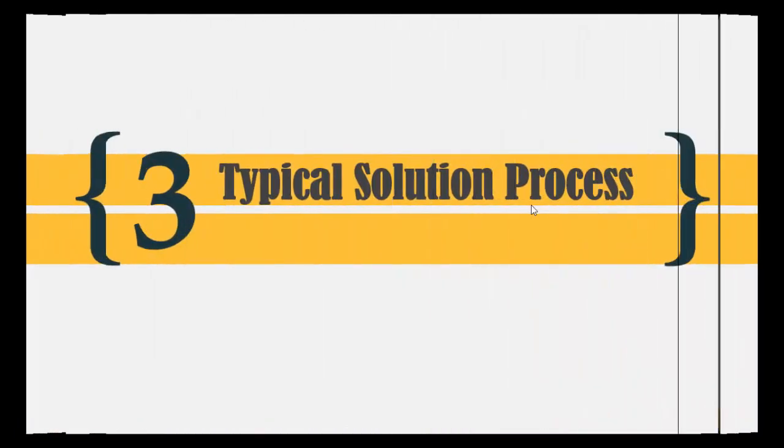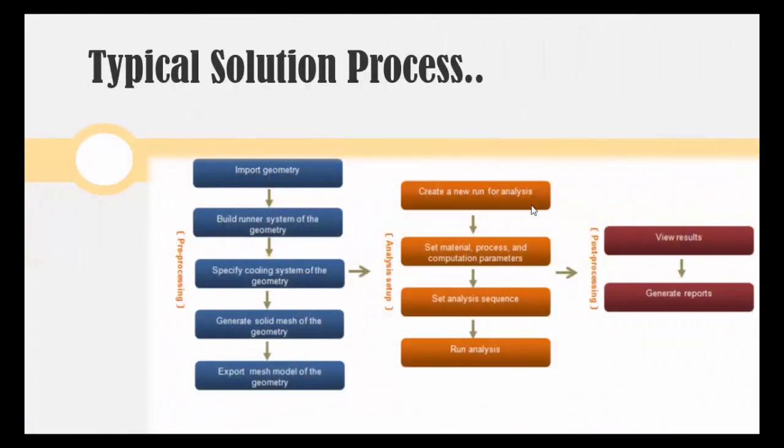So like this you have a variety of projects, where you can address and understand and map the process. So if you see the typical solution process, I will show you how this works in your Moldex 3D. Once you import your geometry and build your complete runner system, and then you specify your cooling system, then you generate the mesh, or convert this into a finite element analysis protocol. That is, you have your CAD model, that you mesh and convert to a finite element model. Then you export that mesh for analysis.